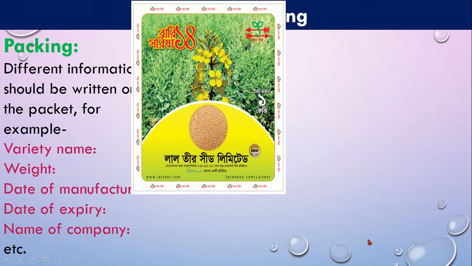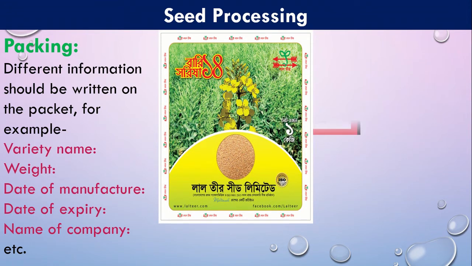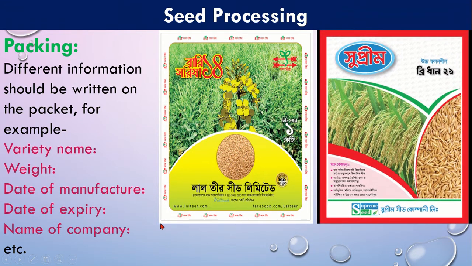And packing. What should be present on the packet when you are packing the seeds? Different information should be written on the packet. For example, variety name, weight, date of manufacture, date of expiry, and name of the company as well. If you see these two pictures, one is Lalti seed, this is the brand name. Supreme seed, this is the brand name. If you have a look, Bari Shorisha 14, this is the variety name. And here you can see the opposite, weight 1 kilo, this is the manufacturing date, everything is here.